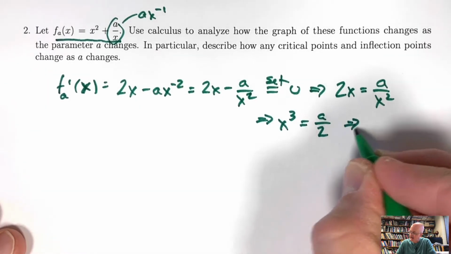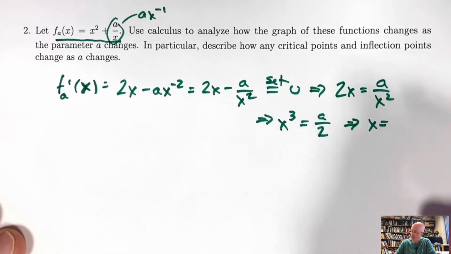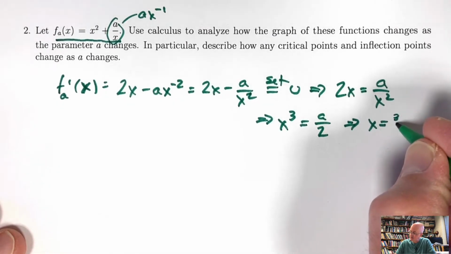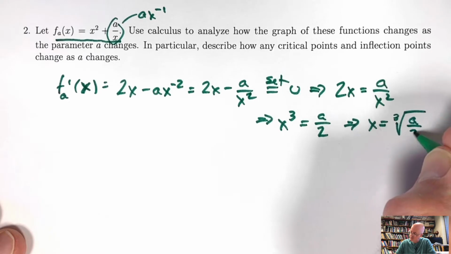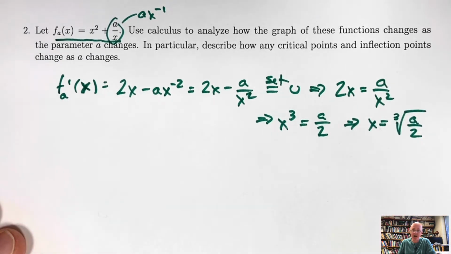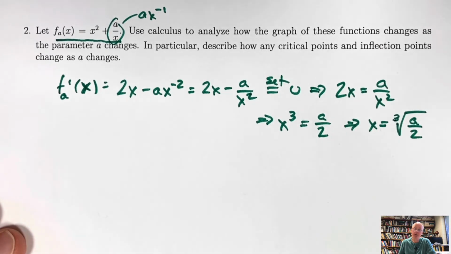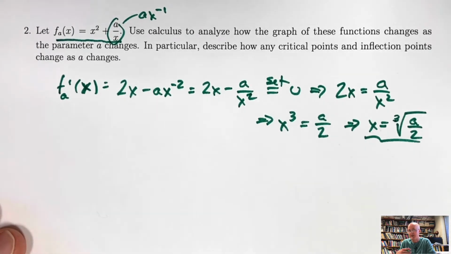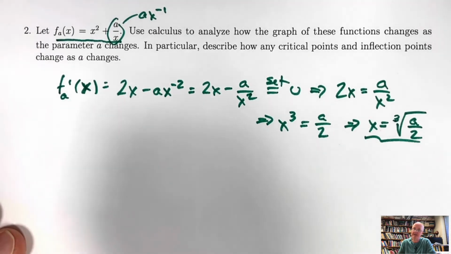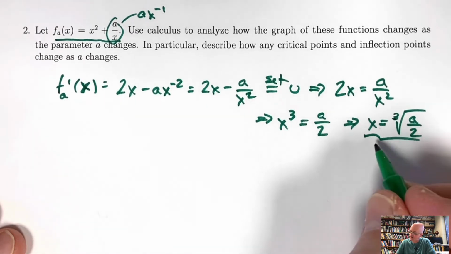That means x, your one critical point, which will exist no matter what a is, will be the cube root of a over 2. When a is positive, that's a positive cube root. When a is negative, the cube root of a negative number is a negative number. As a increases from negative to positive, the critical point itself changes from a negative location to a positive location. This is the critical point.